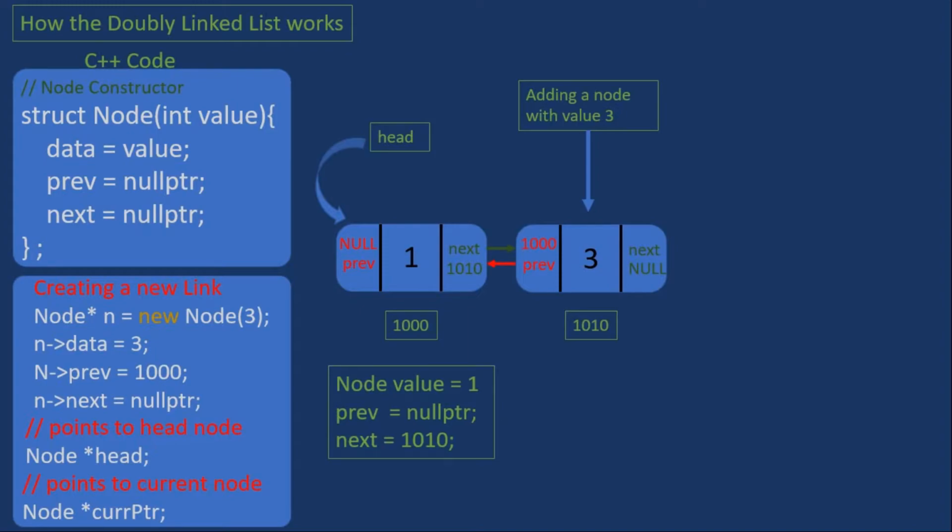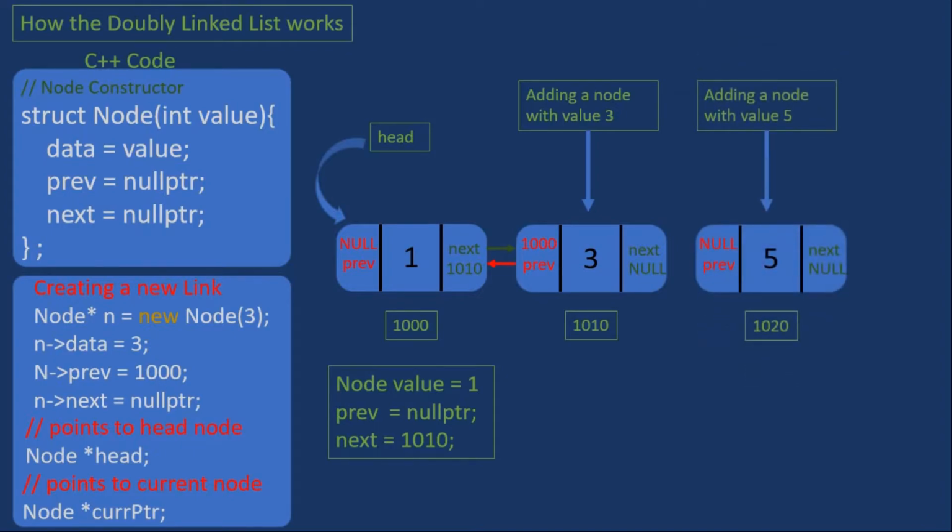Let's add another node with the value of 5. Then a node with the value of 5 with both next and previous pointers pointing at null will be created. And we point the next pointer of the previous node with the value of 3 to point to the newly created node at the memory location 1020. And then the previous pointer of the newly created node to point to the previous node at memory location 1010. And we have connected all 3 nodes.